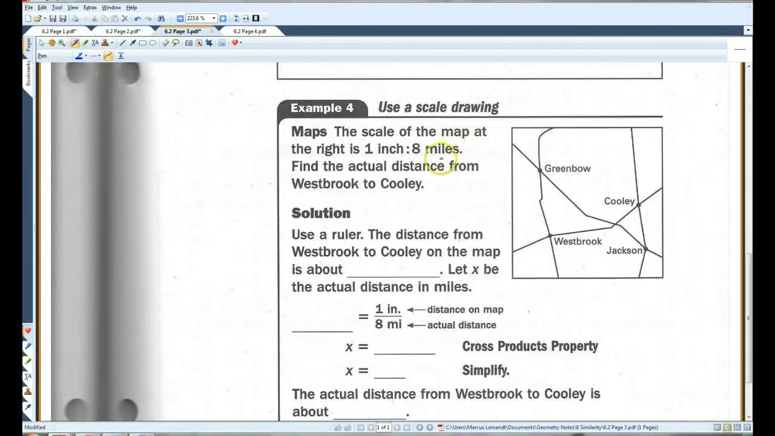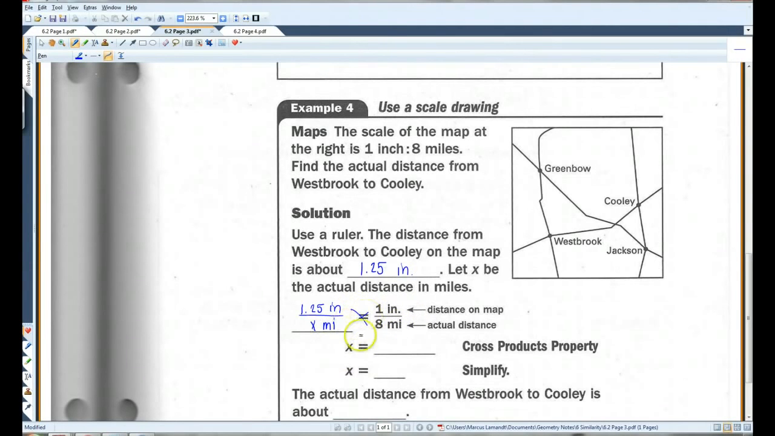The scale of the map at the right is 1 inch to 8 miles. Find the distance from Westbrook to Cooley. Now, obviously some of you might have a ruler. If not, don't worry about it. I'm just going to tell you that the distance from Westbrook to Cooley on the map is about 1.25 inches. Okay, let x be the actual distance in miles. So, 1.25 inches is some value in miles. And this is the scale, 1 inch over 8 miles.